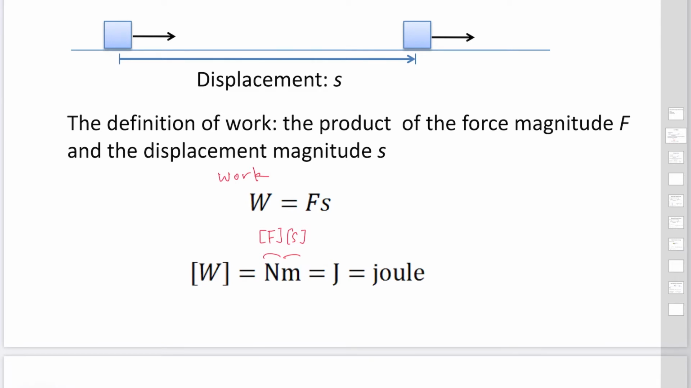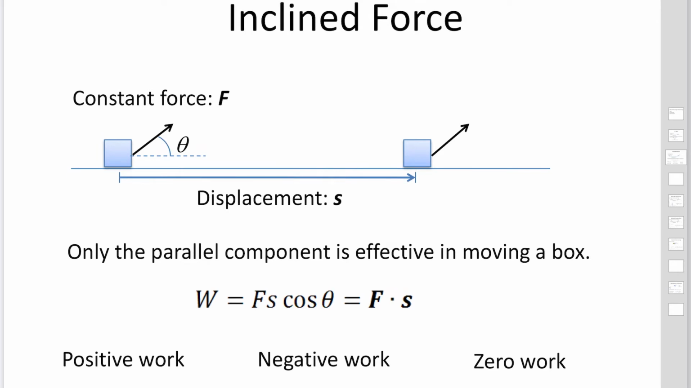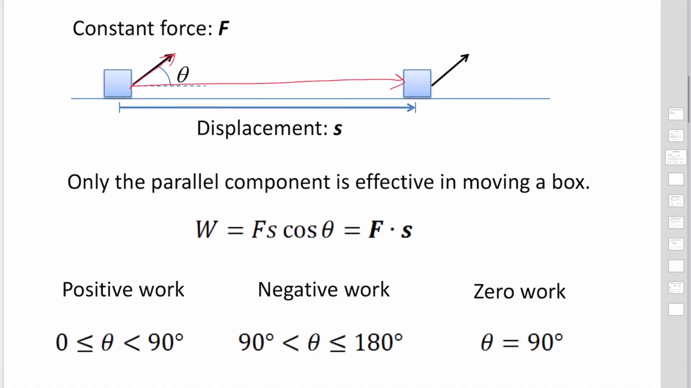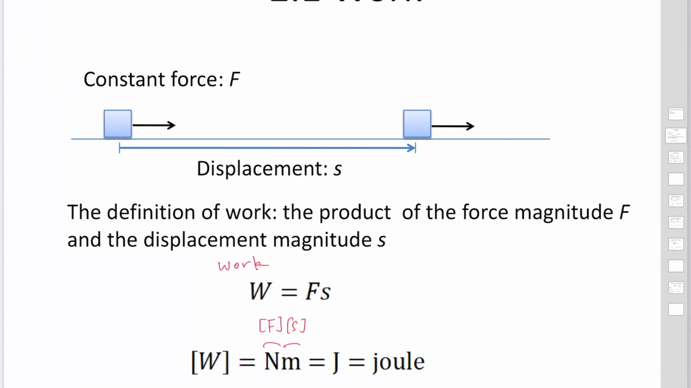The direction of force is sometimes not parallel to the displacement. Then we use vectors. The applied force has an angle with respect to the displacement vector, and the applied force is not parallel to the displacement vector. Then we would like to define the work. Only the parallel component affects the moving of the box. So to be consistent with the work, the force is the parallel component times the displacement.